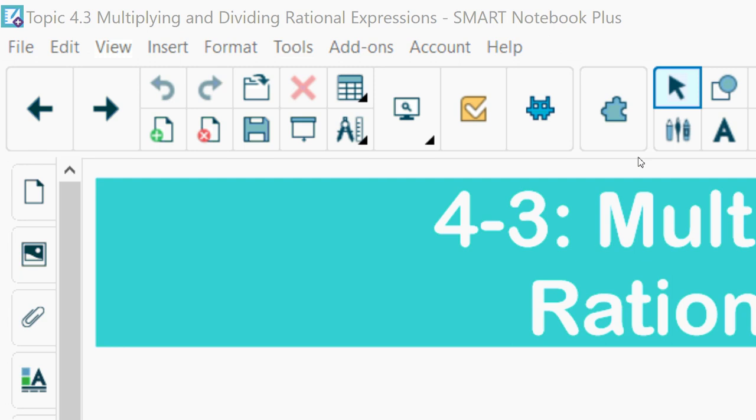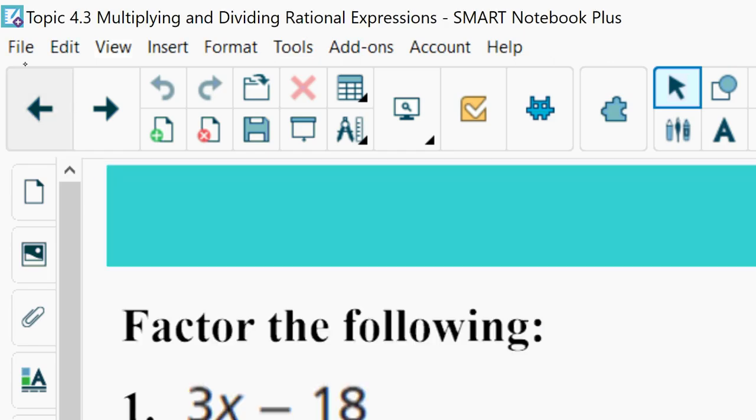Hey, Algebra 2, we're going to get 4.3 done. We're going to multiply and divide some rational expressions. There's a lot of factoring involved in this lesson, so we'll do a little factoring practice to get started here. Recall when I'm factoring, I'm trying to find the greatest common factor of all of the terms of the expression.